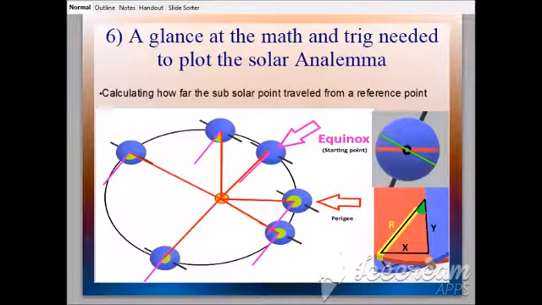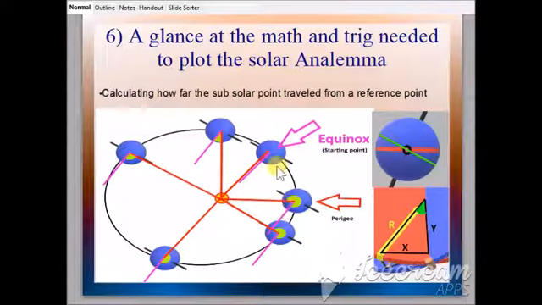Now the next one is a glance at the math and trigonometry needed to plot the solar analemma. So the first step, if you want to build a sun calculator or plot an analemma or do anything related to the sun, is to know where the Earth's position is in relation to the sun. And to do that, you start with the perigee to do all your orbital mechanics based on that point, and that point is usually on the 3rd of January.